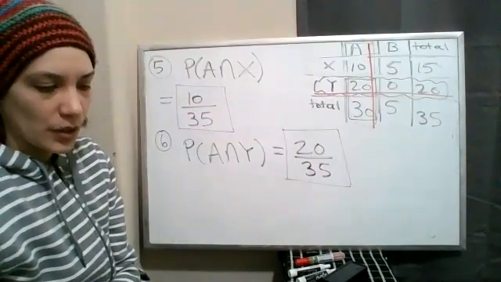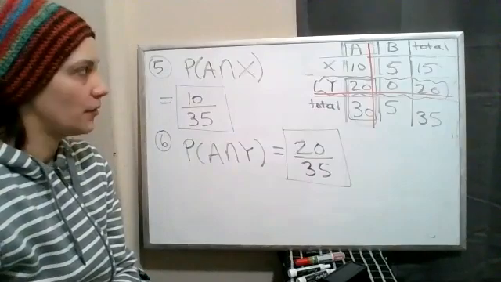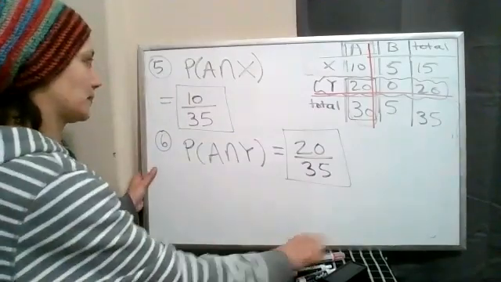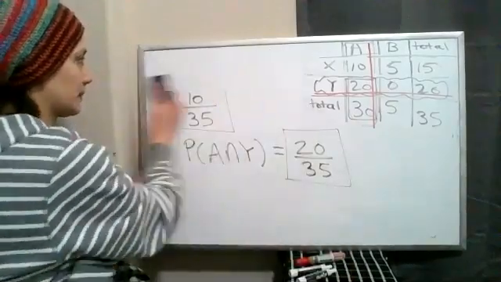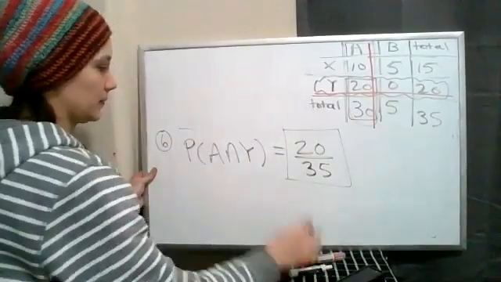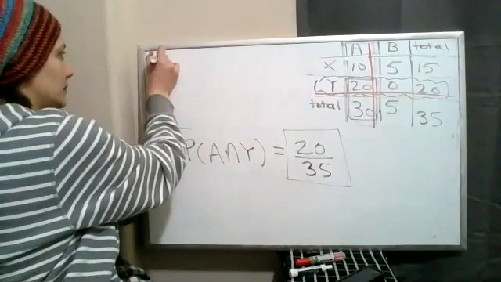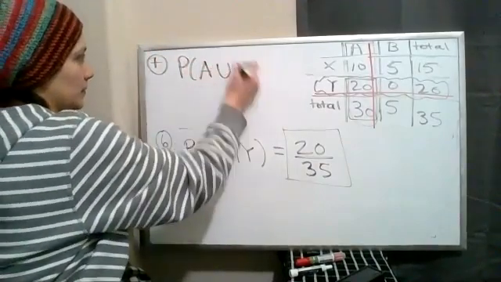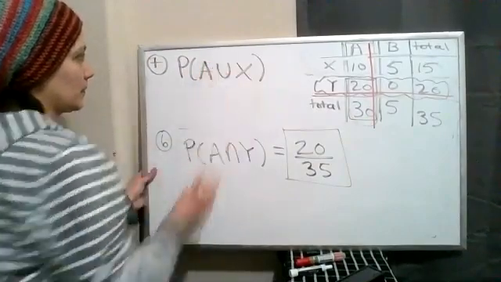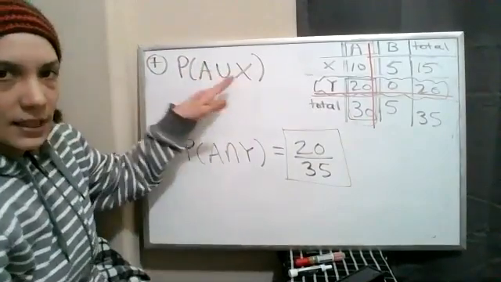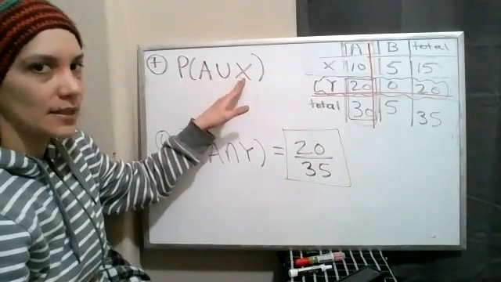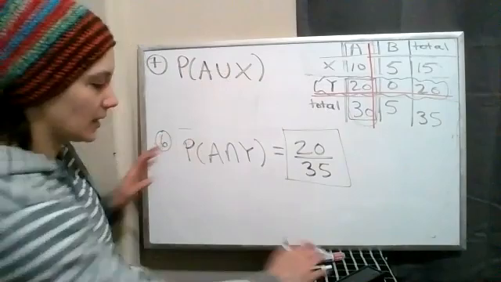All right, we're going to do the probability of A union X. It's the addition rule. For probability of A, add probability of X, subtract probability of A and X.